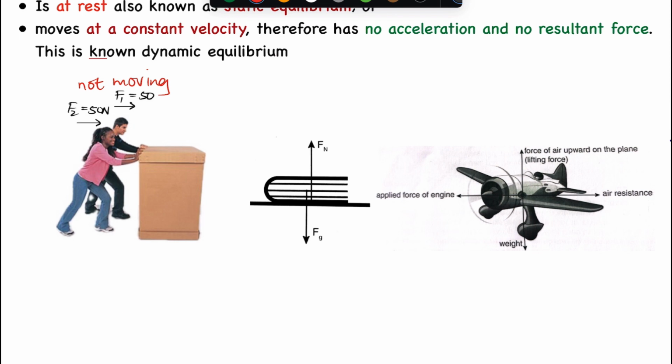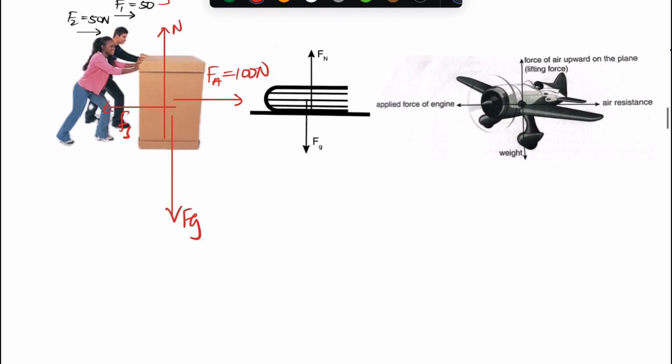The forces acting here are the normal force and the gravitational force. The two applied forces combined are going in the same direction, so it's going to be 100 newtons. And then there's a force which is the static friction, because the box is not moving.